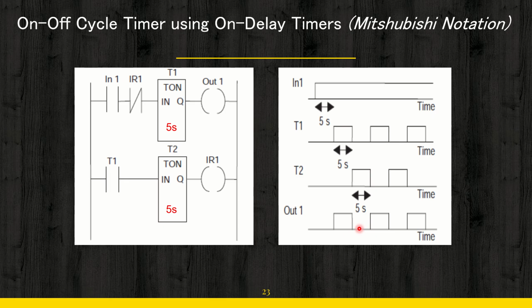For what duration will the output remain off? The output will remain off for 5 seconds. Once the 5 seconds is over, this particular output will again become deactivated. When this is deactivated, this NO will become NC, its normal condition. Again you will get the output, and this cycle will go on till the input signal is there. So this is a very basic on-off cycle timer that you can design using an on delay timer. Okay.